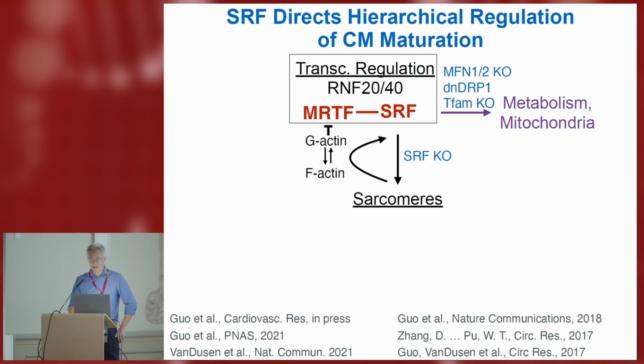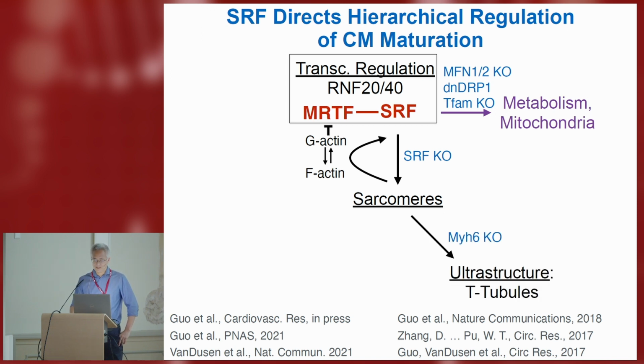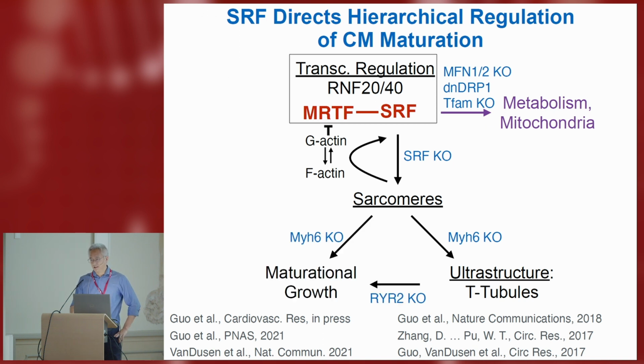We also found that SRF controls mitochondria and metabolism. But interestingly, none of the manipulations we've done to mitochondria have affected the ultrastructure of cardiomyocytes, which is a quite different result than what's coming out in the studies of iPS-derived myocytes. We found that sarcomeres are on top of the regulation of other phenotypes of the cell, such as the ultrastructure and actually the growth of myocytes.